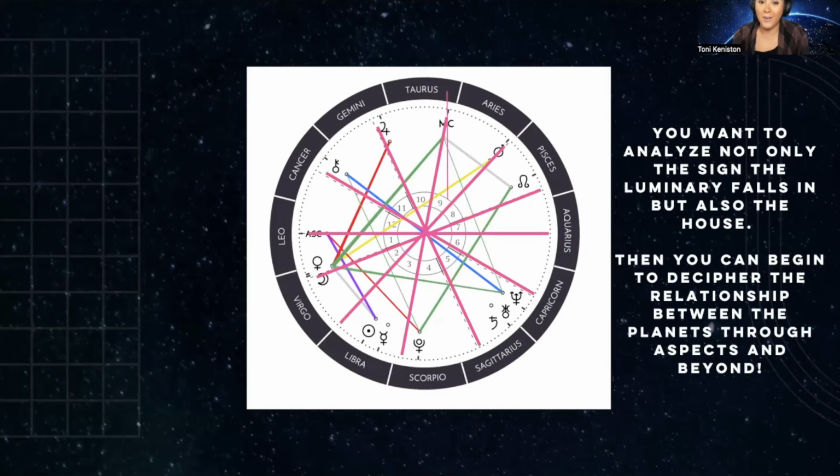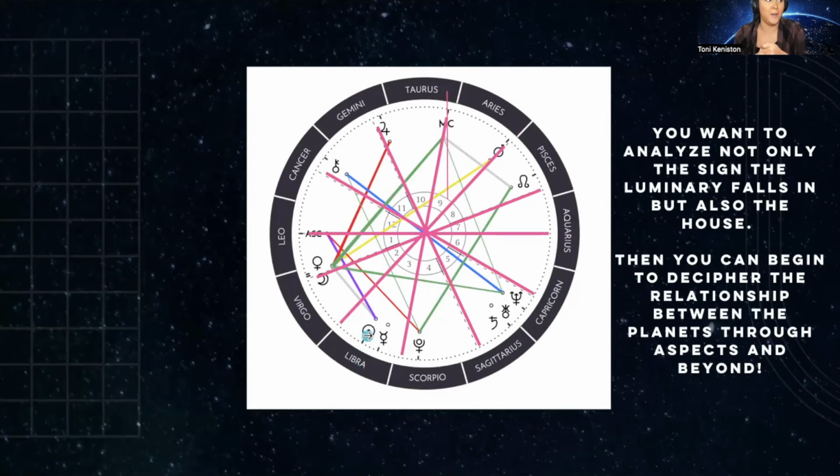you want to analyze not only the sign that your luminary falls in, and start with your sun sign. Your sun sign's easy peasy lemon squeezy because most people already know it. There's the most information about sun signs out there. So find out what sign your sun is in, which you should know. That's your main star sign.